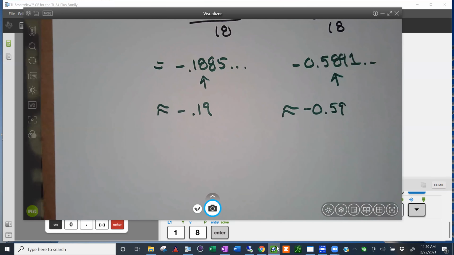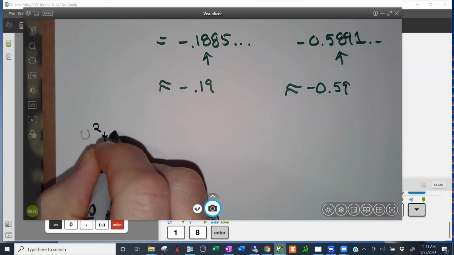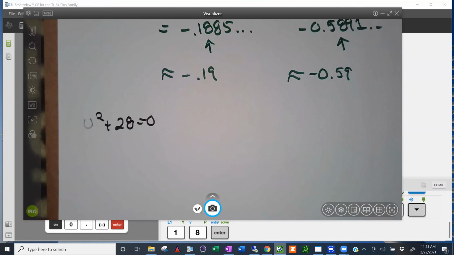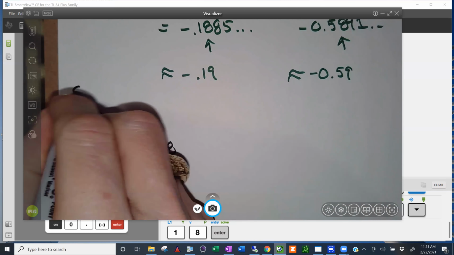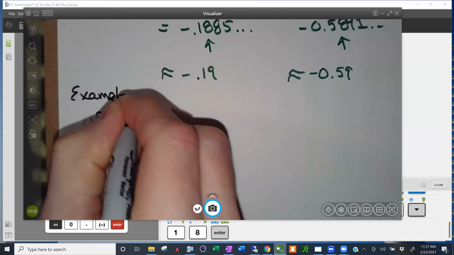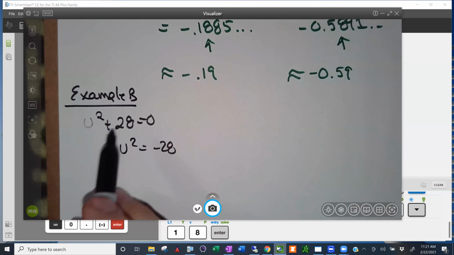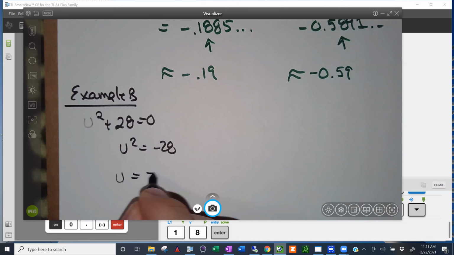But a lot of what we're doing here is to solve quadratic equations. And an example of one would be u squared plus 28 equals 0. Now, typically for your quadratic equations, you expect two solutions. In this case, we'll call this example B. Move the 28 to this side. When it changes sides, it changes signs. Then I'll take the square root on both sides. When you take the square root, keep in mind that there's two possibilities, and we denote them with a plus or minus.